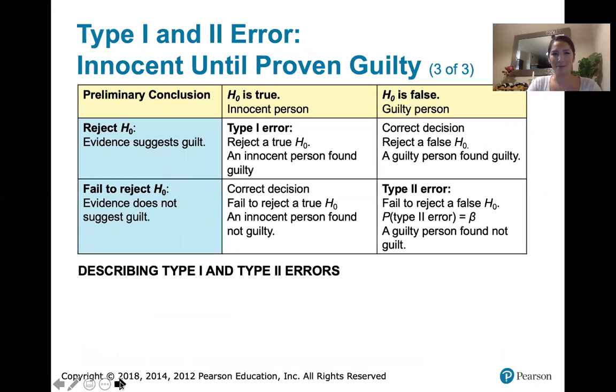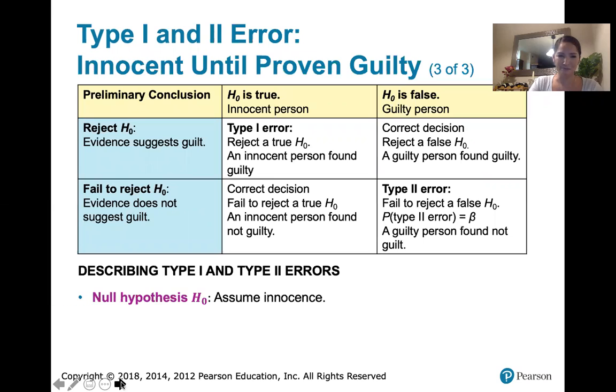So here's an example. I actually got this from my friend James Wiley at Tulsa Community College. He gave me his slides the first semester that I taught statistics, and they were wonderful, and I'm very grateful to James for helping me in that way. But he used this example, innocent until proven guilty, to talk about type 1 error and type 2 error.